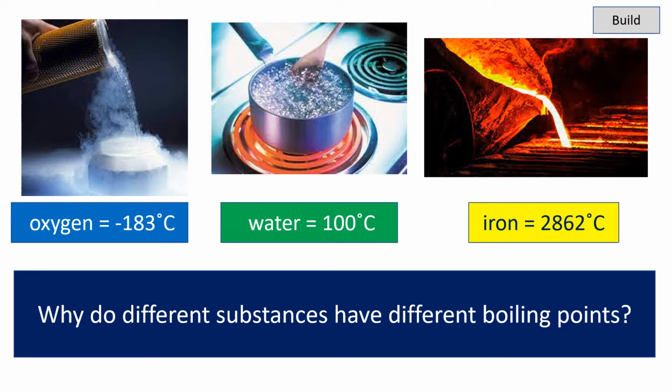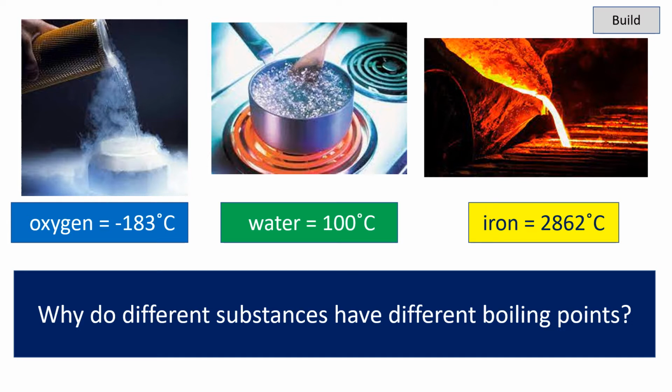Oxygen, on the other hand, we tend to think of oxygen as a gas because at the temperature that we live at, oxygen is already boiled, it's already a gas. But if we could reduce the temperature down to minus 183 degrees, it would actually turn into a liquid.